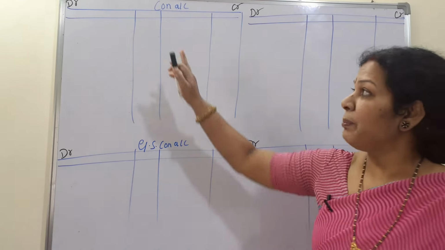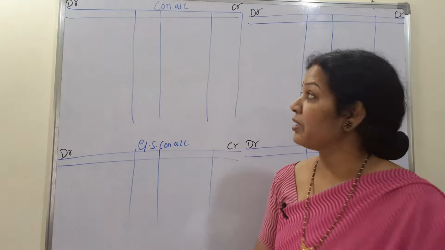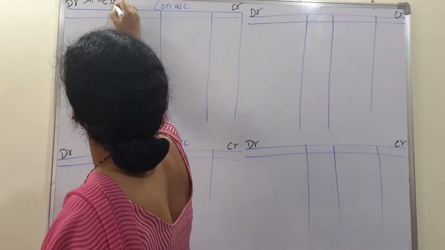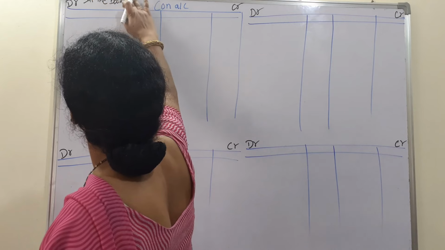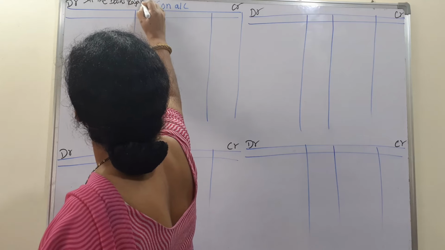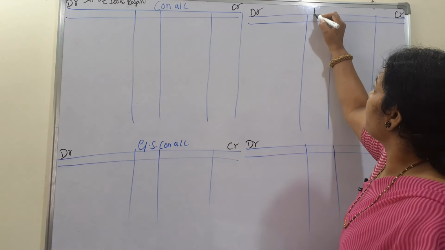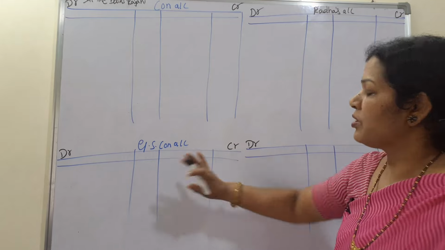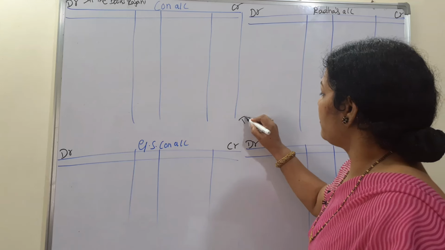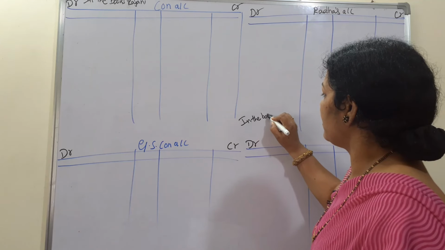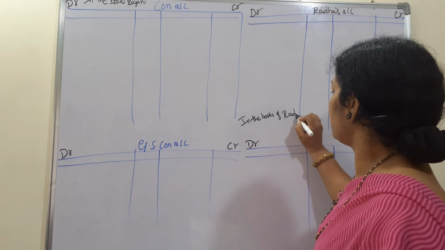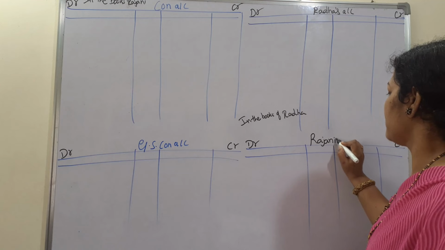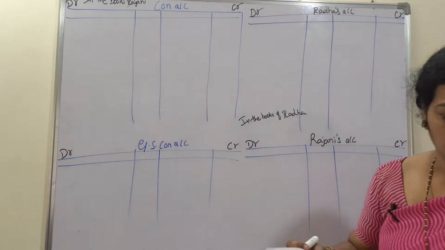So now here we are preparing in the books of consignor, in the books of Rajini you can say. In the books of consignor, consignor is Rajini. In the books of Rajini, we are preparing consignment account and Rajini's account, sorry Radha's account, goods sent on consignment account. Next, in the books of Radha, Rajini's account, consignor account. Okay, now we'll go ahead.